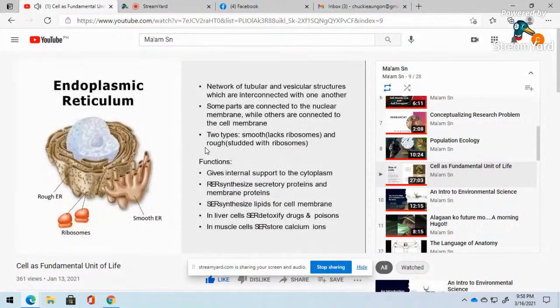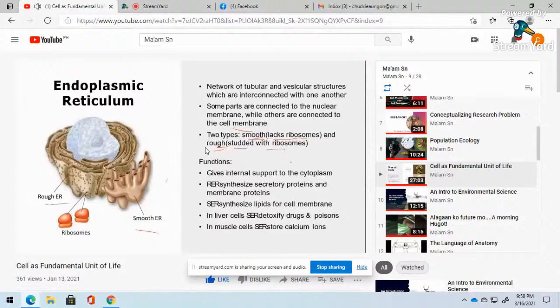Next, the endoplasmic reticulum. We have two types, the rough ER and the smooth ER. The ER, or endoplasmic reticulum, is a network of tubular and vesicular structures which are interconnected with one another. Some parts are connected to the nuclear membrane while others are connected to the cell membrane. Smooth in the sense that it lacks ribosomes, and rough because it is studded with ribosomes.